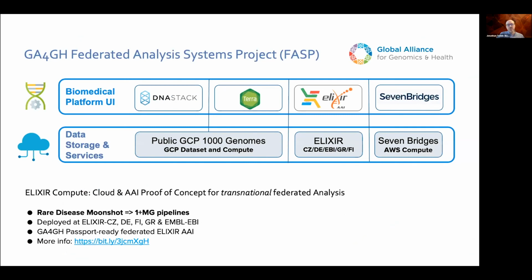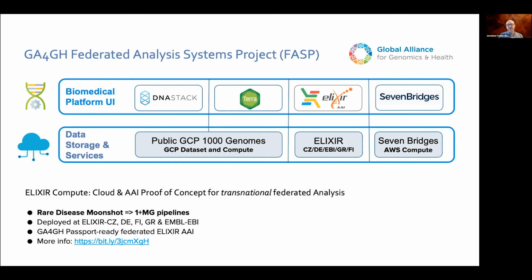So a nice example of that kind of work was a particular driver project, if you like, in the Global Alliance for Genomics and Health, called the FASP project, so the Federated Analysis Systems project. And here we were really chuffed to work alongside 3 other commercial providers in this space, because obviously there's a lot of pharma industry and related involved. DNA Stack, Terra, 7 Bridges, we all basically had to work on the same data set and produce the same results for a genome-wide association study using a public data set of 1,000 genomes.